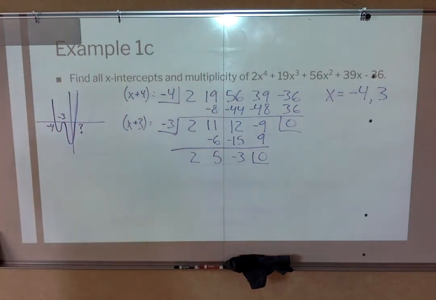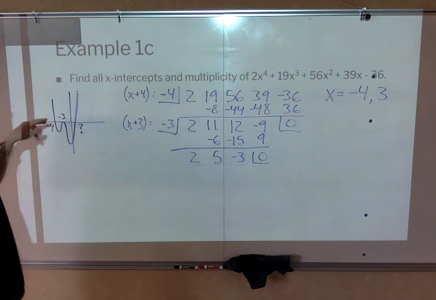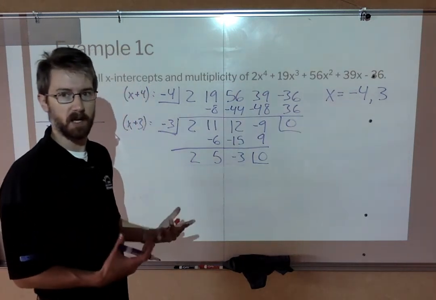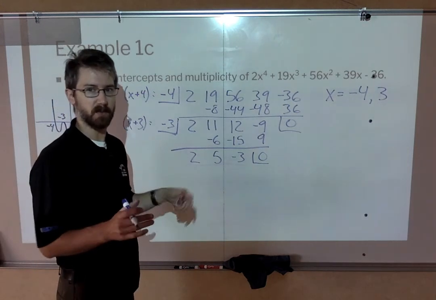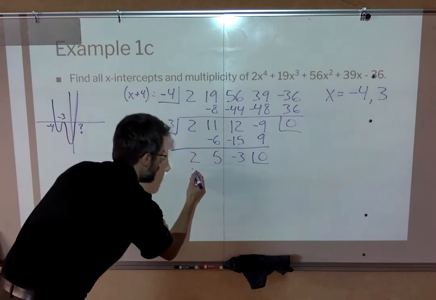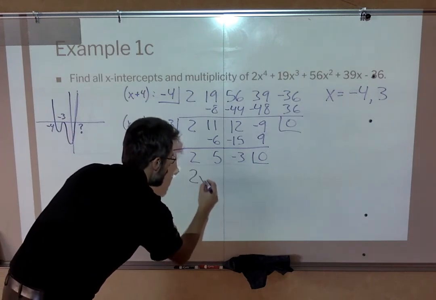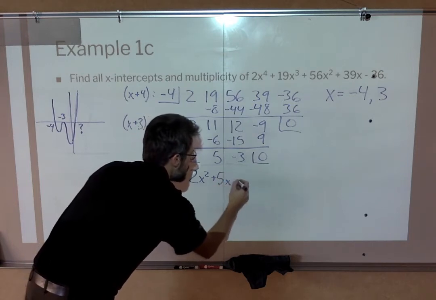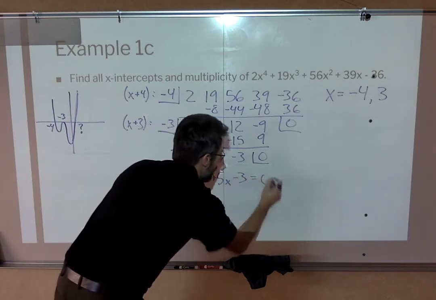Now I took out the two zeros that I found by graphing, and now I'm left with 3 numbers, right? I can still solve this. This is still a polynomial. We've been doing this for over a week now. This polynomial is 2x squared plus 5x minus 3, and I want to know where it equals 0.